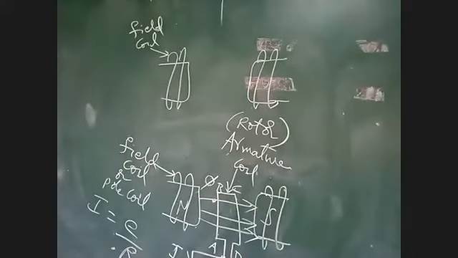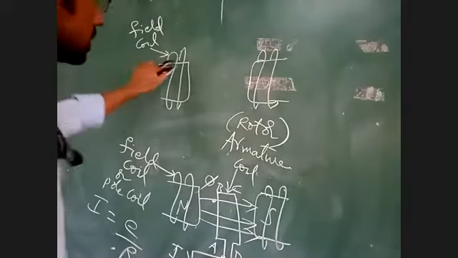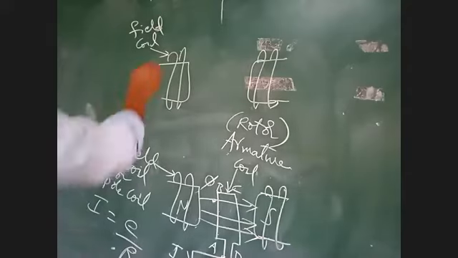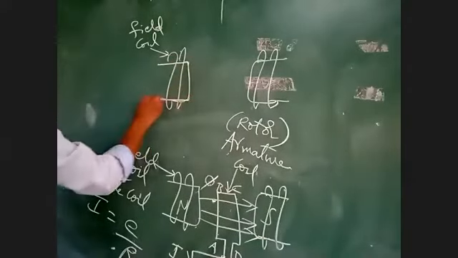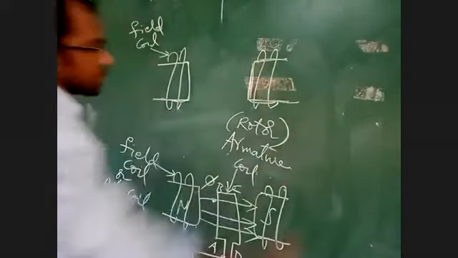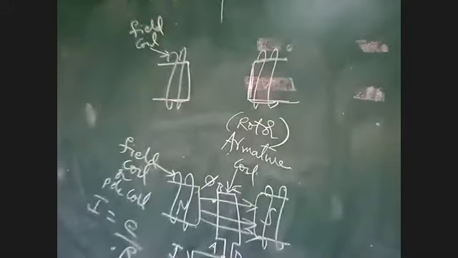Now see here, I am taking two iron pieces. This is one iron piece, and this is another iron piece. I am not taking them as magnets. Those are just iron pieces.